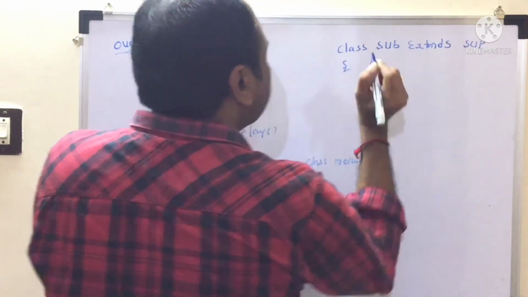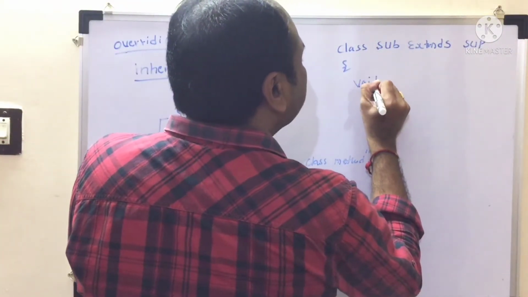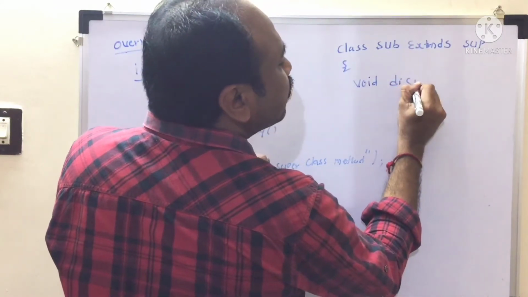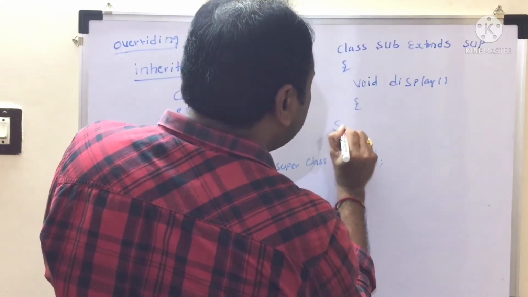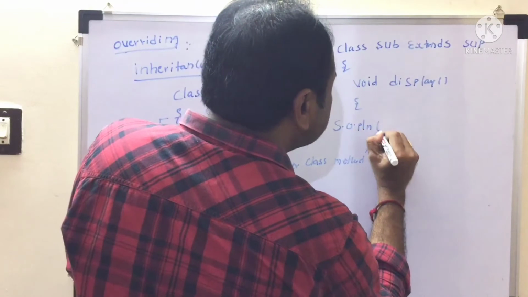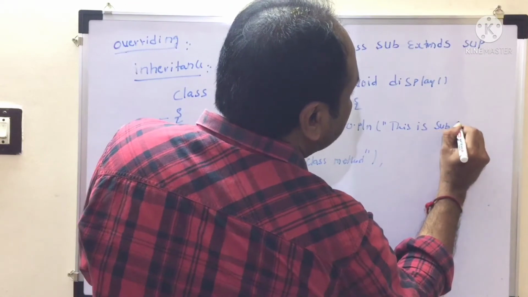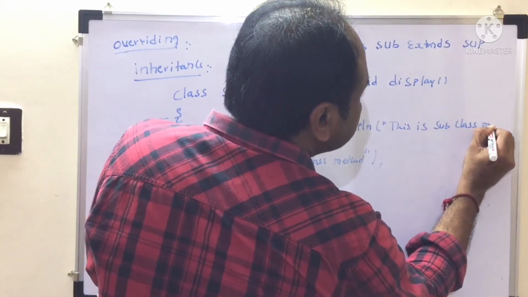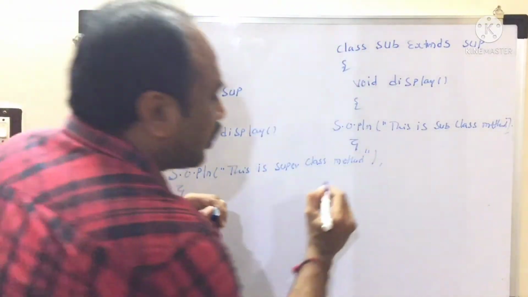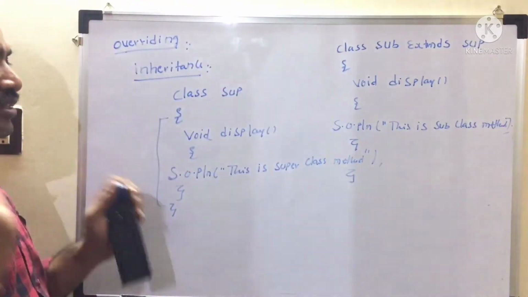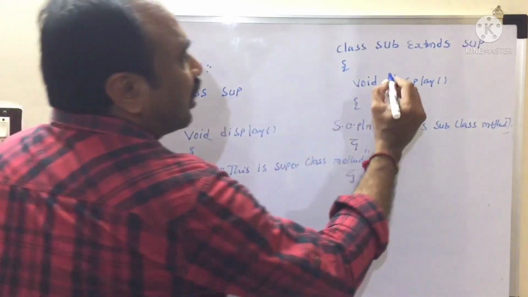What is the superclass name? SUP. In the subclass also we are going to use the same method, void display. But this display has to print System.out.println, this is subclass method. Class close. I closed two classes, superclass close, subclass close. Now I have to access superclass data as well as subclass data.